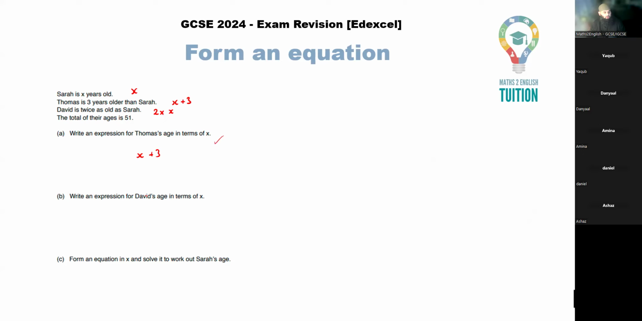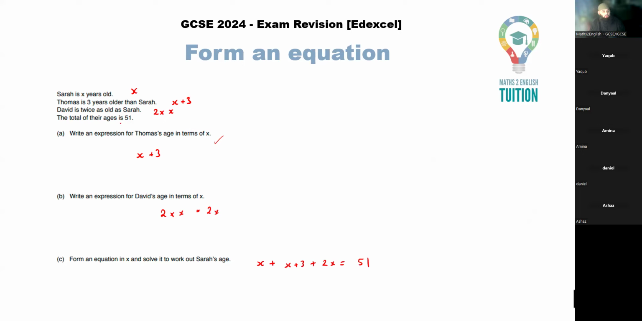Next question is write an expression of David's age in terms of x. So David is 2 times x, which is the same as 2x. Let's form an equation for x and solve out Sarah's age. So we can write x plus 3 plus x plus 2x equals 51.